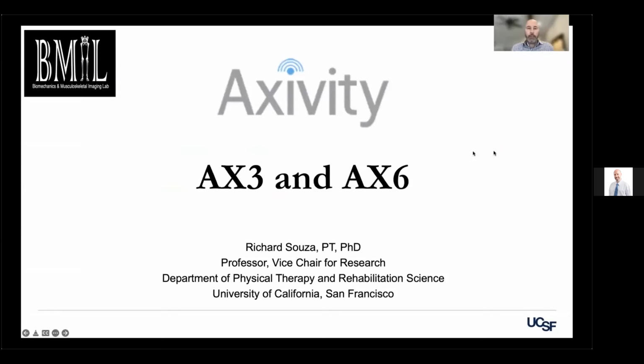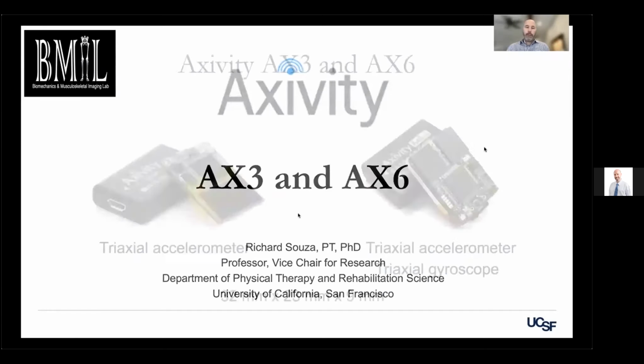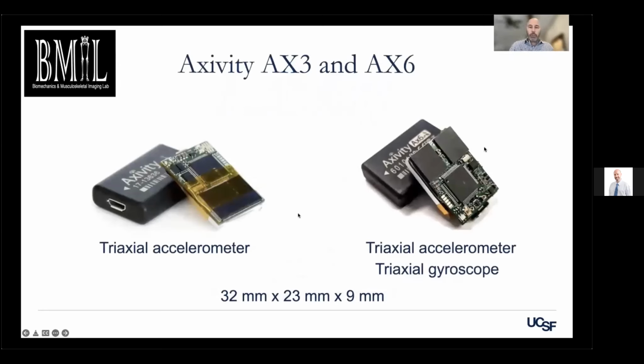Today I'm going to be talking to you about a couple sensors that are offered by Axivity, the AX3 and the AX6. The AX3 is a triaxial accelerometer, hence the 3 in AX3. And the AX6 is a triaxial accelerometer plus a triaxial gyroscope. The dimensions are listed below, essentially converting to inches. The long side of the accelerometer is somewhere around 1.25 inches long.